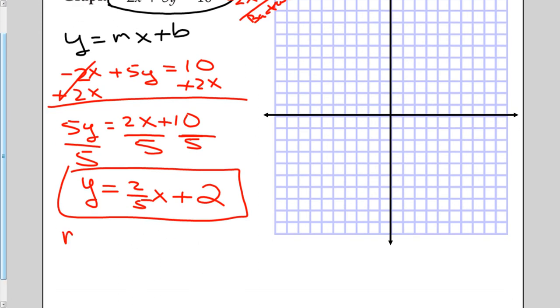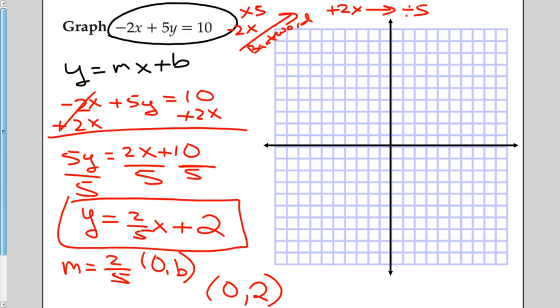I'm going to write my slope as a fraction. Well, I already have it as a fraction, so that's nice. And I'm going to write my y-intercept as 0, comma b, or 0, comma, positive 2. I'm going to use that to my advantage and now graph, remembering that this is the y-axis and this is the x-axis. I'm going to go up 2 from the origin, 0, comma 2.